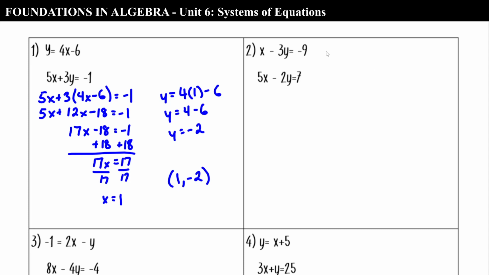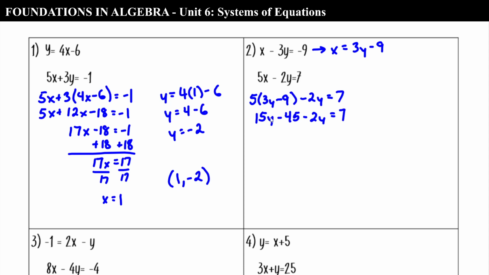All right, for the next example, let's solve this one for x. We'll solve the top one for x by adding 3y to each side. So x equals 3y minus 9. So we're going to substitute that in for x. We have 5 times 3y minus 9 minus 2y equals 7. So 5 times 3 is 15. 5 times 9 is 45. We still got our minus 2y and our equals 7.